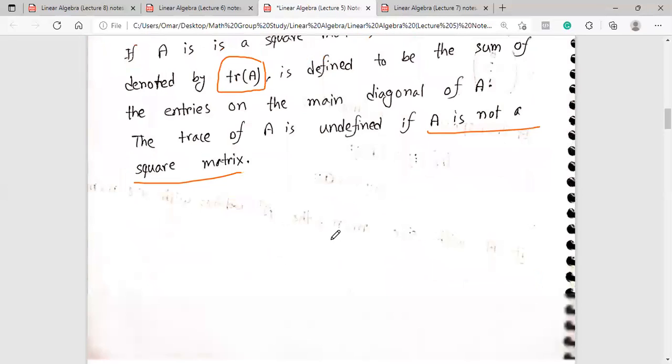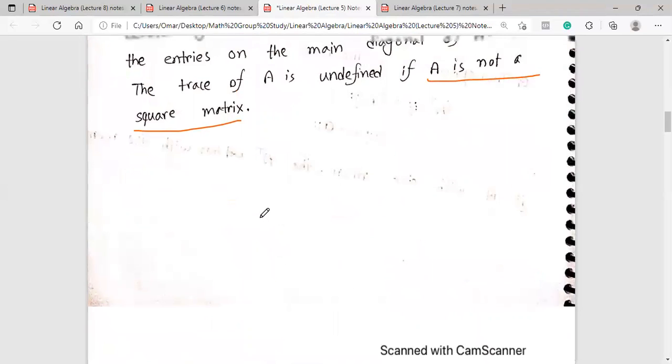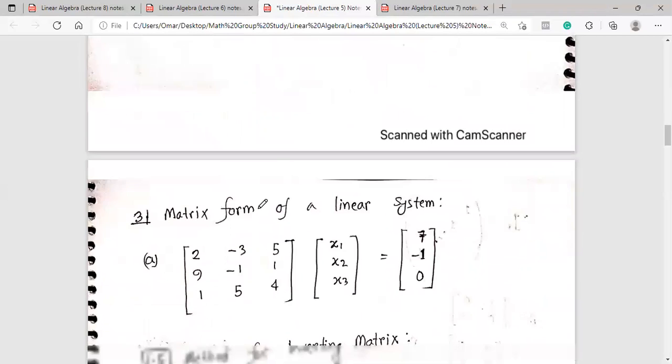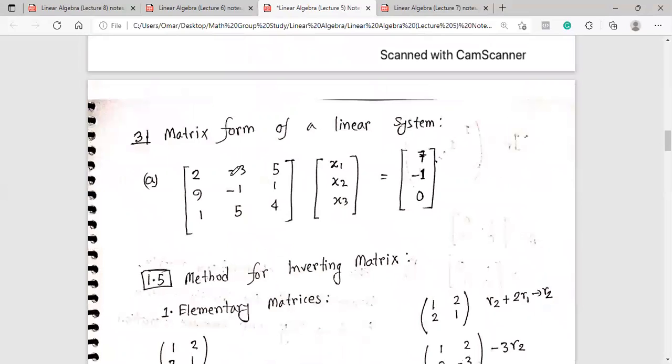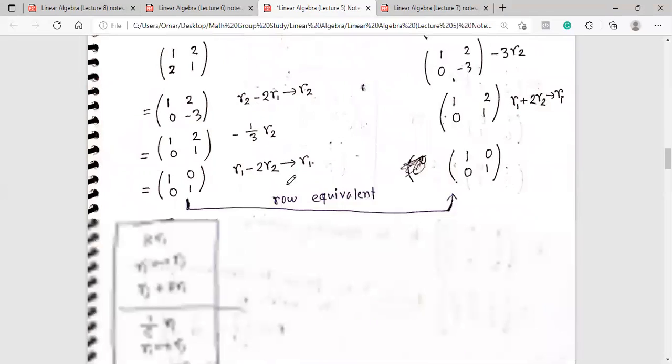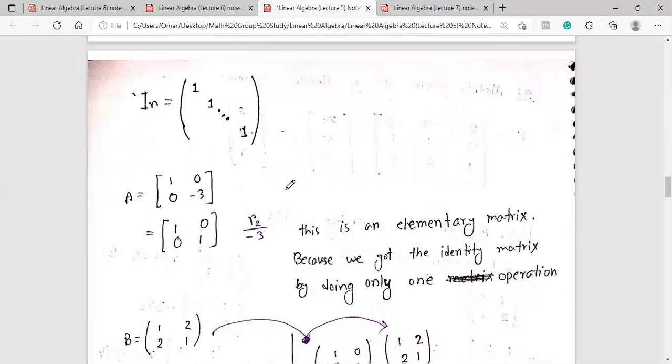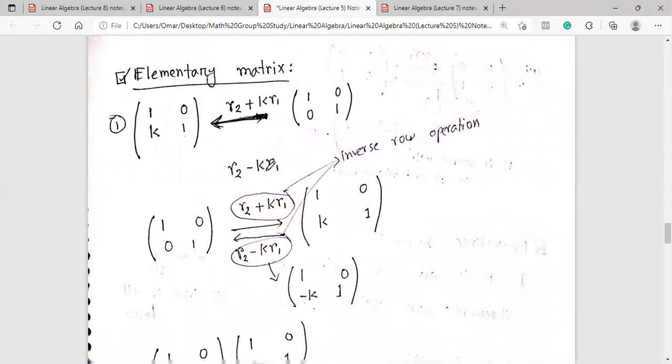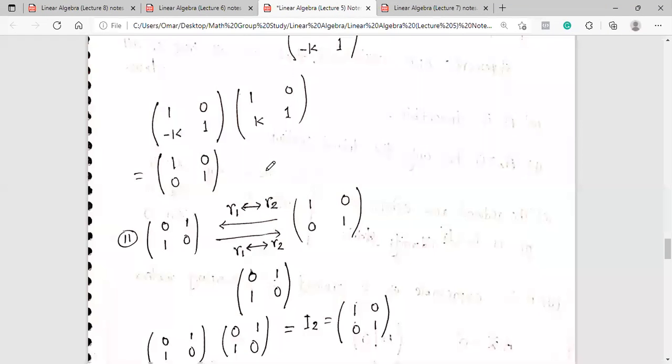So let's see here. Oh, there is no example. Okay, so I'll show examples later. Okay. And so let's see how we can write down the matrix form of a linear system. So a linear system is like this way, like an equation. Let me show you.